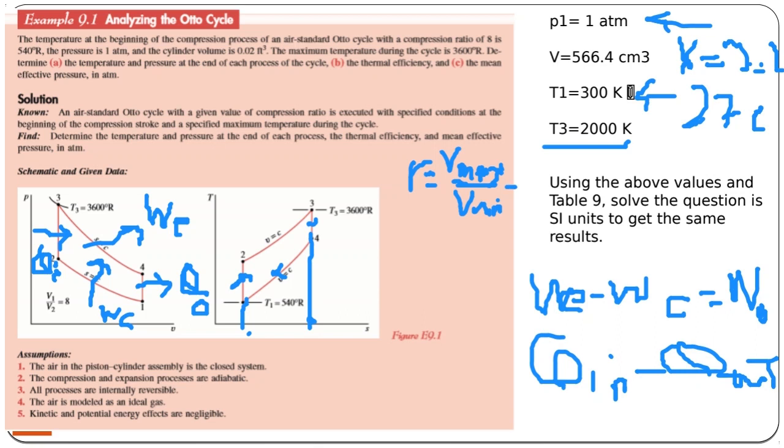And if you look at the PV diagram, this one is the maximum volume. So V1 and V4 are equal to Vmax. So Vmax is actually the volume at V1 and V4. And the minimum volume is when the piston is at the top center, which means V2 and V3 are equal, which are minimum values.